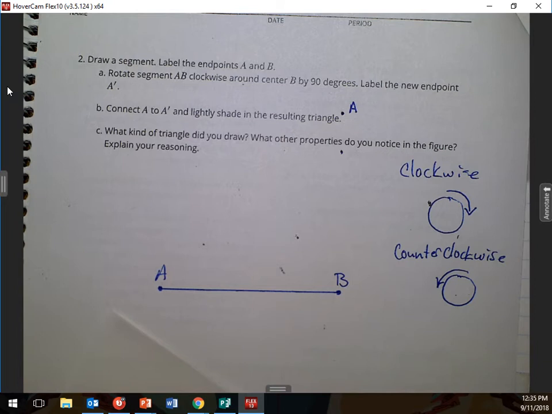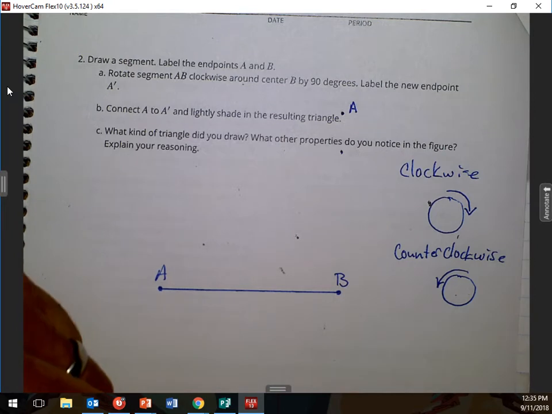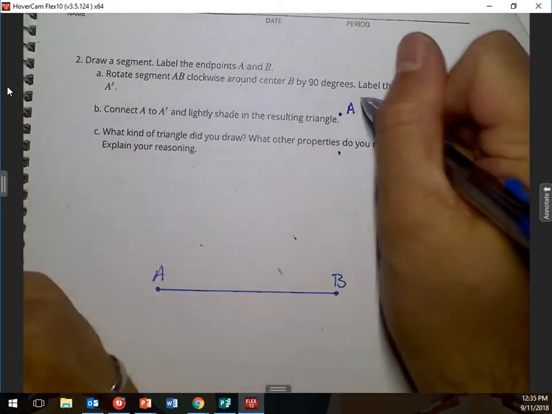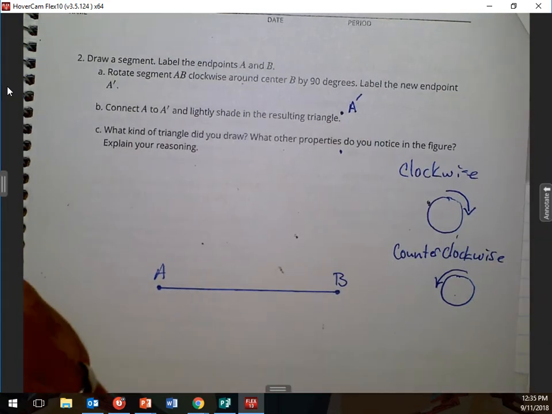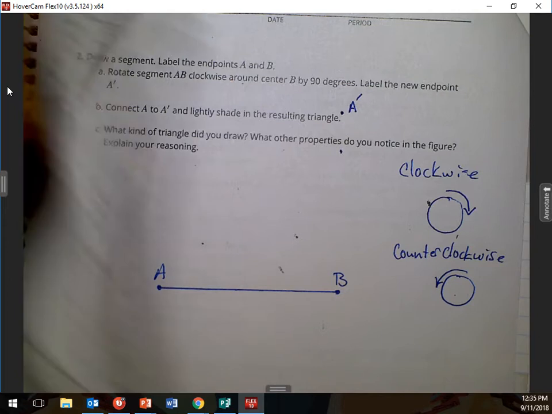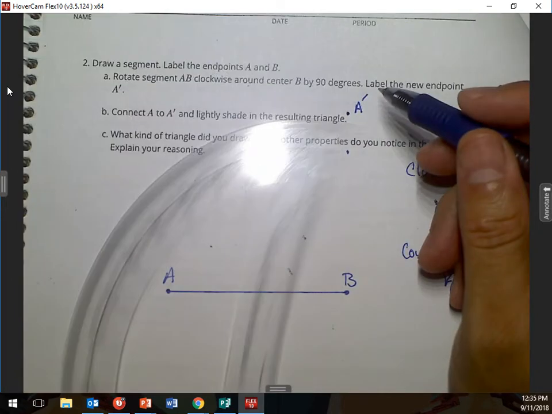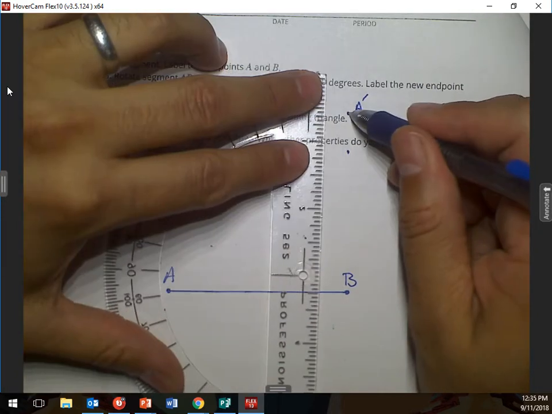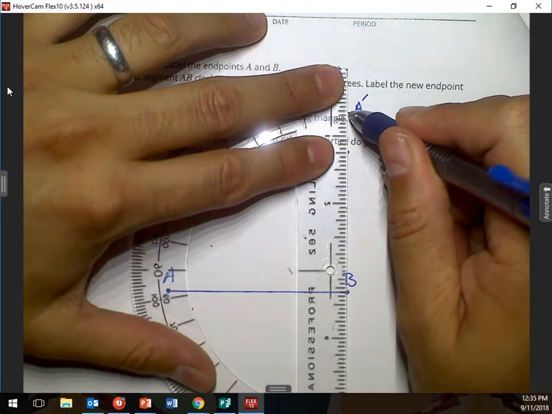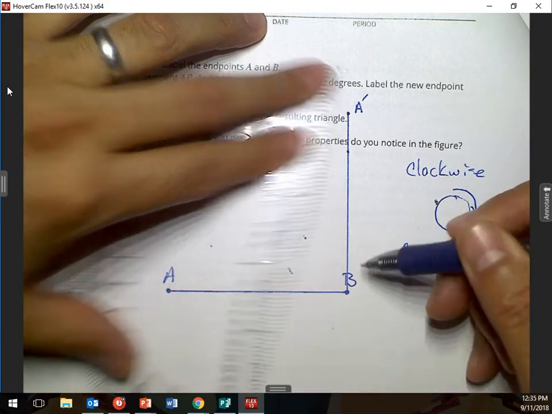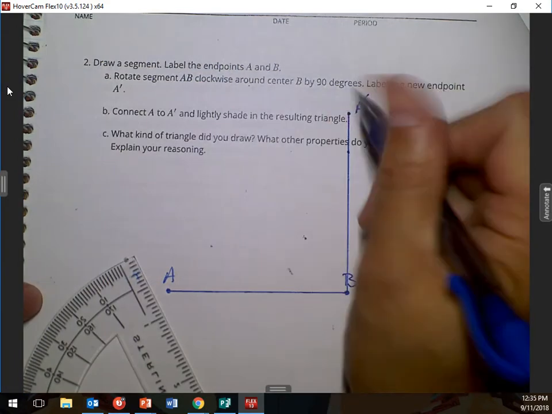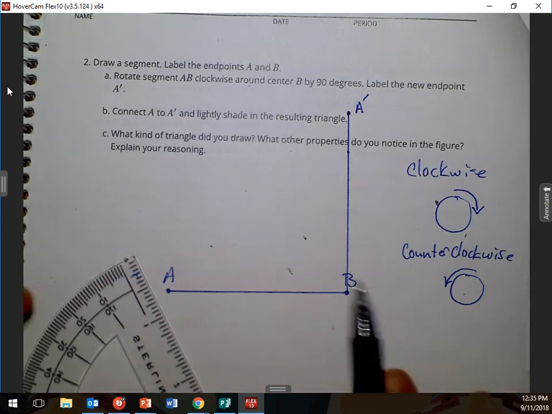Now, when I move it, listen up please, it is no longer A. It is A after a move, and I call it A prime, with a little tick mark on there. So I use my straight edge and connect the dots. There we go. So I have now completed what it said.